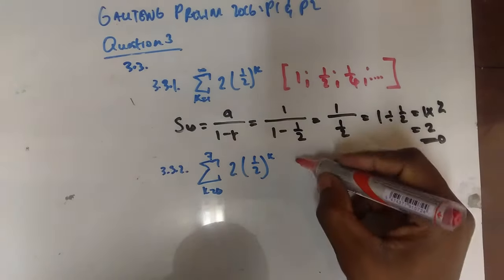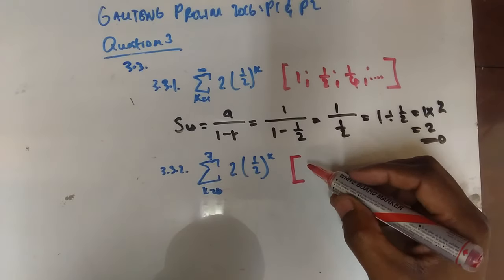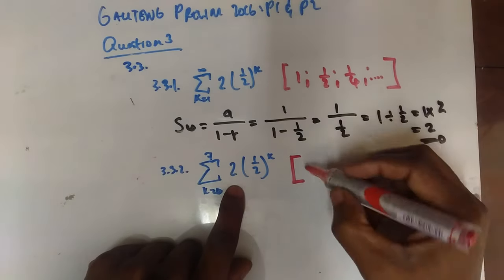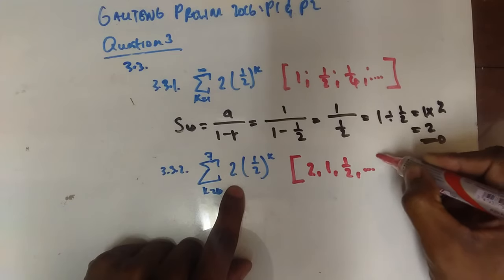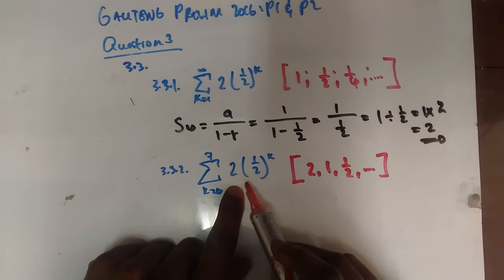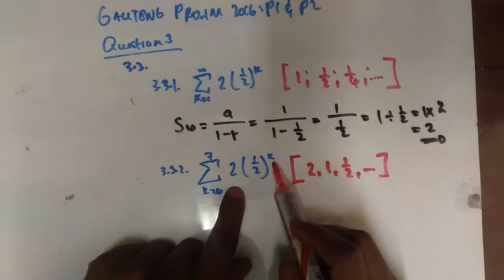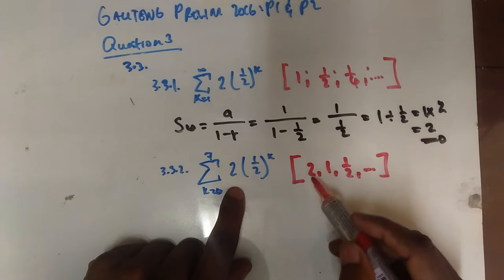So in this case, let us find the first three terms. If k equals 0, then it becomes 2, then 1, then 1 half, and so on. If you check, if we substitute 1, it gives us this. If we substitute 2, it gives us that. So we don't need to do that. The only thing that changes is the first term.